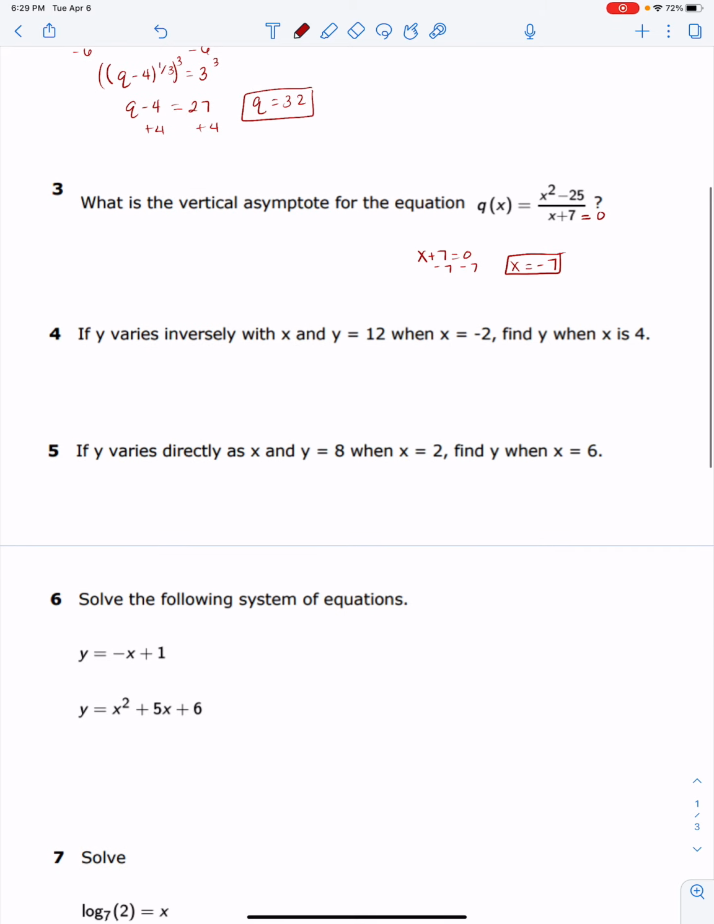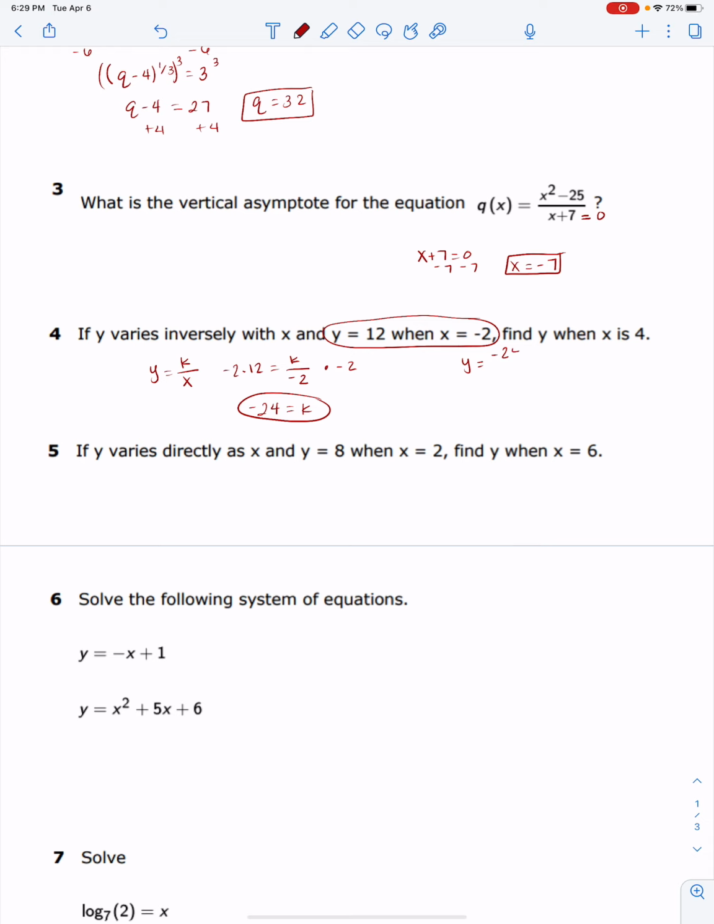If y varies inversely with x, that means y is equal to some value k divided by x. So if I know y is 12 when x is negative 2, then I know 12 equals k divided by negative 2. To find k, we multiply by negative 2. Negative 24 equals k. Now I know that I can use the formula y equals negative 24 over x and find y when x is 4. So y equals negative 24 over 4. So y equals negative 6.